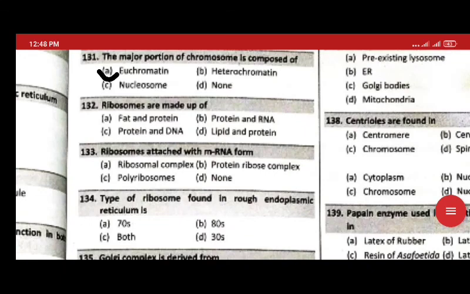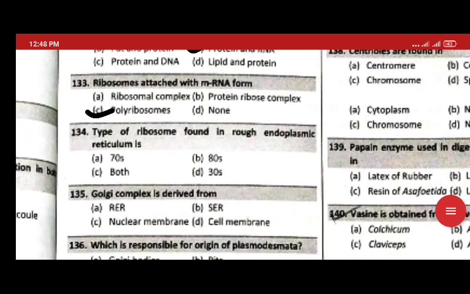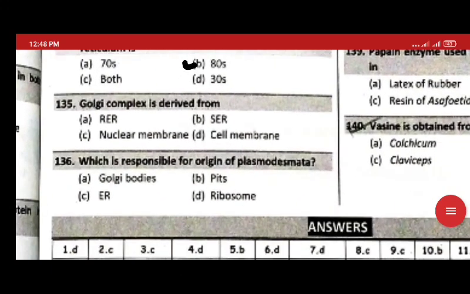Now 132, ribosomes are made up of what? Ribosomes are mainly made up of protein and RNA. 132 B is right. 133, ribosomes attached with mRNA form what? Polyribosomes. This is also important. Now 134, the type of ribosome found in rough ER is what? 80S. Golgi complex is derived from SER.